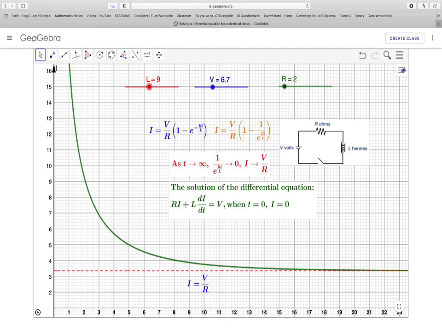So this has been a video to show you how to solve a practical example of a differential equation of an electrical circuit. I hope you've understood, and I thank you very much for watching.